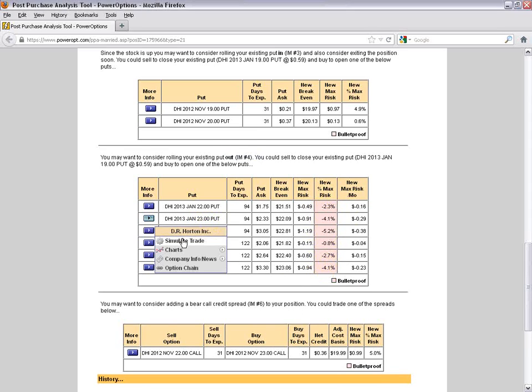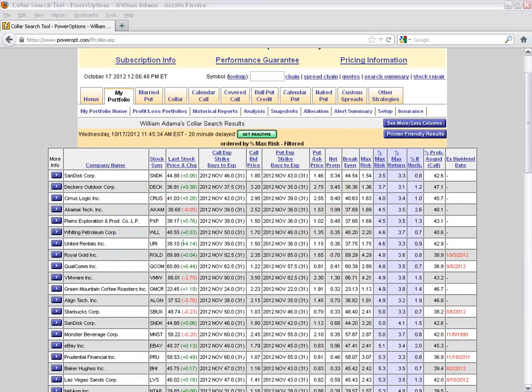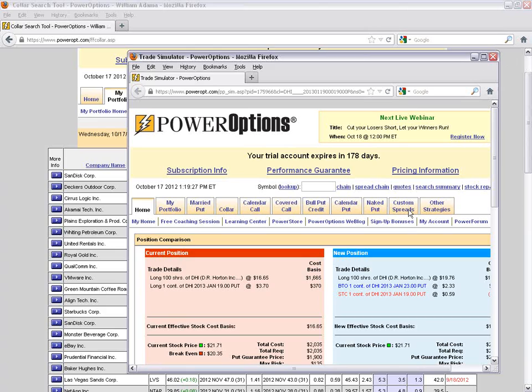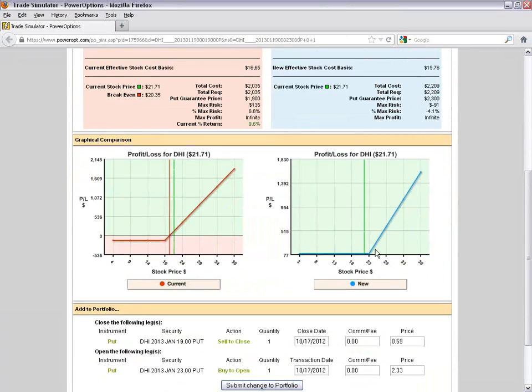So for example, if I sold to close my existing put and bought to open the January 23 put, side-by-side comparison, what would that look like? There we go. There's our bulletproof position, guaranteed to make $91 or 4.1% no matter what happens next. Still have unlimited upside and the availability to do other income methods, maybe sell a call or do one of the other adjustments.